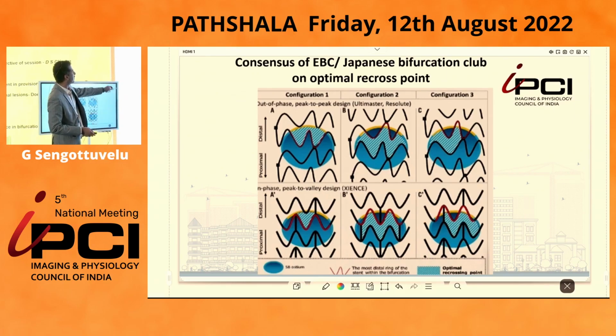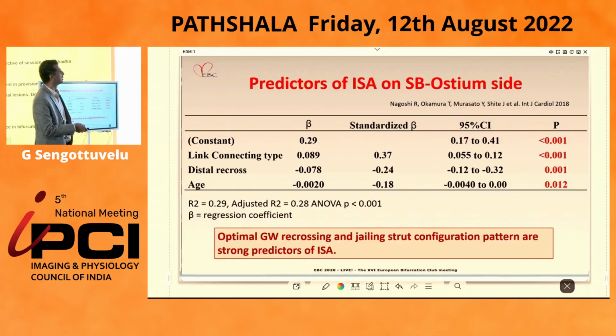Similarly, for different types of stent, Xience has a peak-to-valley design, and you can choose the most distal strut or the next bigger one. If the distal strut is very close to the rim of the side branch, you may not be able to go to the distalmost strut.